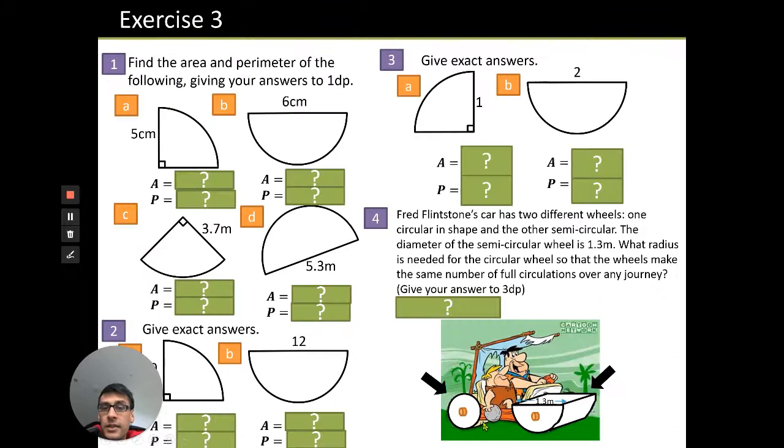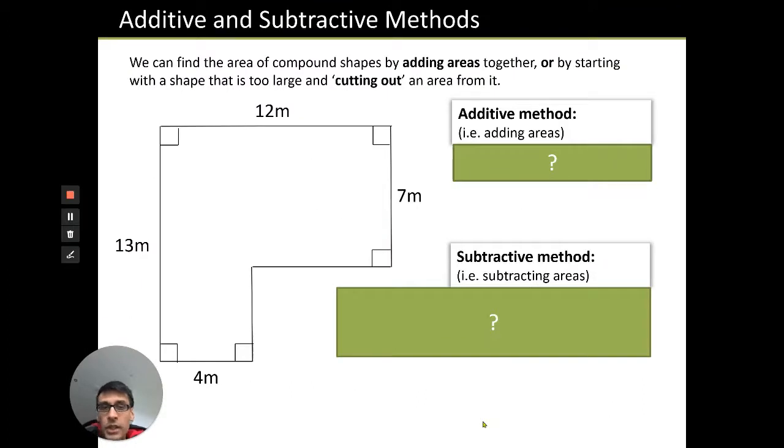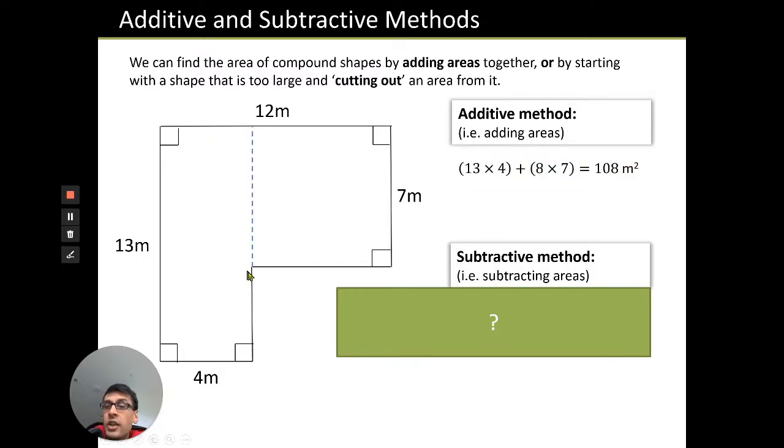So this is also optional, but we're going to look at some methods for some more complicated shapes. You're probably familiar with shapes like this. They're called rectilinear shapes because they have just right angles, or compound shapes as well, when you combine different shapes together. You can work this out in 2 different ways. The additive method is where you split the shape up into 2 rectangles. So you've got one here and one here. You could also just draw a line across there, and then you end up with a rectangle here and a big rectangle on the top.